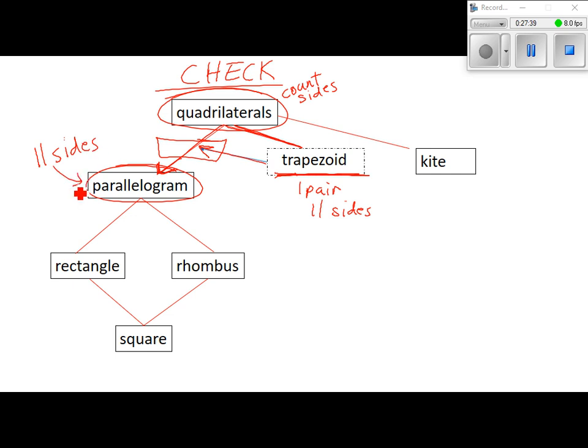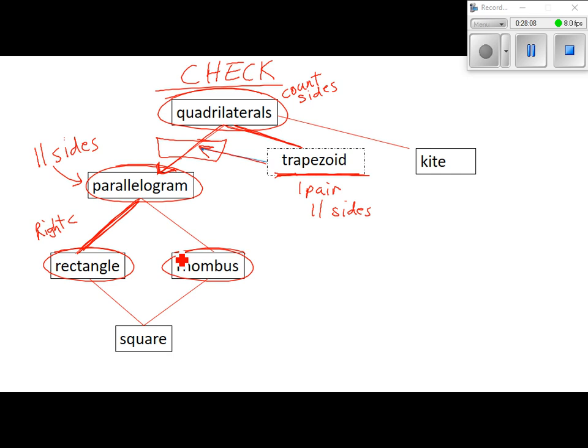Once you know it's a parallelogram, you're not finished. You could check to see if it's a rectangle. Remember, there are different ways to prove it's a rectangle. If it's a parallelogram and it has a right angle, then it's a rectangle. But there are other ways to prove it too. Diagonals could be congruent, and so on. If it's a rectangle, we don't just stop there. Then we check to see if it's a rhombus.